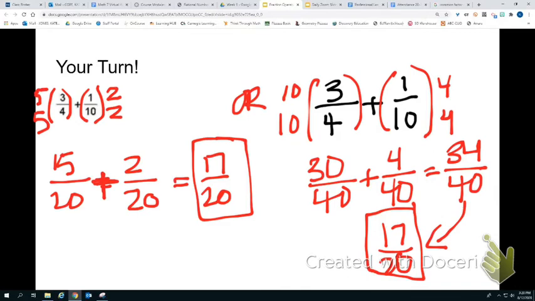Or if you didn't think of 20 and you were just used to using the two bottom numbers, so let's say you use the common denominator of 40, then you multiplied 3/4 by 10, and you multiplied your 1/10 times 4. So you got 30/40 plus 4/40 is 34/40. Now, this one, you would have to simplify at the end, whereas the other one, if you use the smaller common denominator, you don't have to worry about simplifying at the end. So either way, you would still get the solution of 17/20.